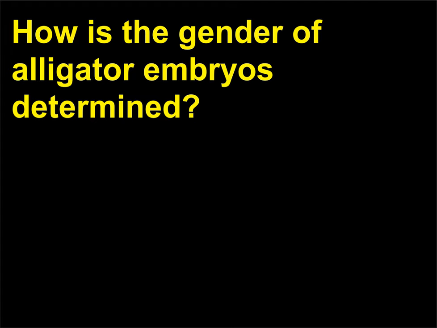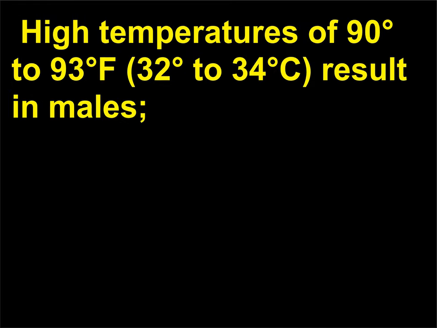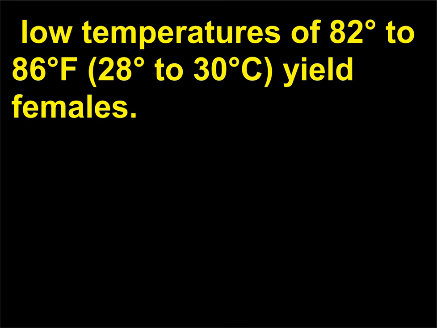How is the gender of alligator embryos determined? The gender of an alligator is determined by the temperature at which the eggs are incubated. High temperatures of 90 degrees to 93 degrees Fahrenheit, 32 degrees to 34 degrees Celsius, result in males. Low temperatures of 82 degrees to 86 degrees Fahrenheit, 28 degrees to 30 degrees Celsius, yield females.